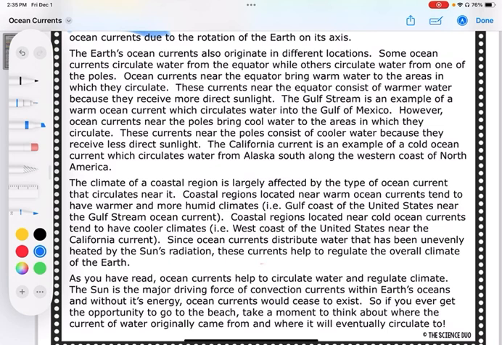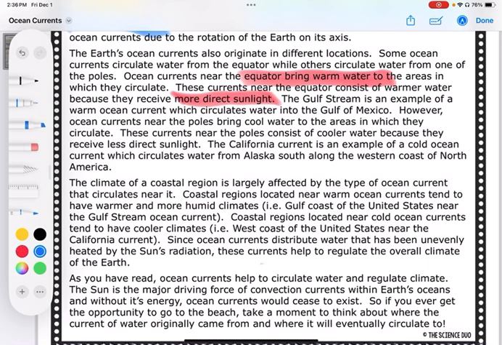The Earth's ocean currents also originate, that means they come from, different locations. Some ocean currents circulate water from the equator, while others circulate water from one of the poles. Ocean currents near the equator bring warm water to the areas in which they circulate. And I did it again. I want to do red for warm. So let's get that. The equator brings warm water to the areas, and the currents near the equator consist of warmer water because they receive more direct sunlight. The Gulf Stream is an example of a warm ocean current which circulates water into the Gulf of Mexico.